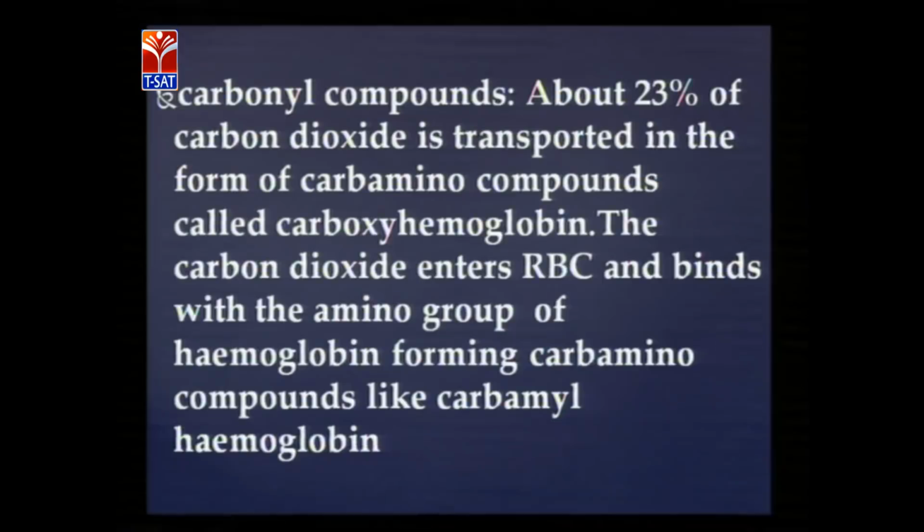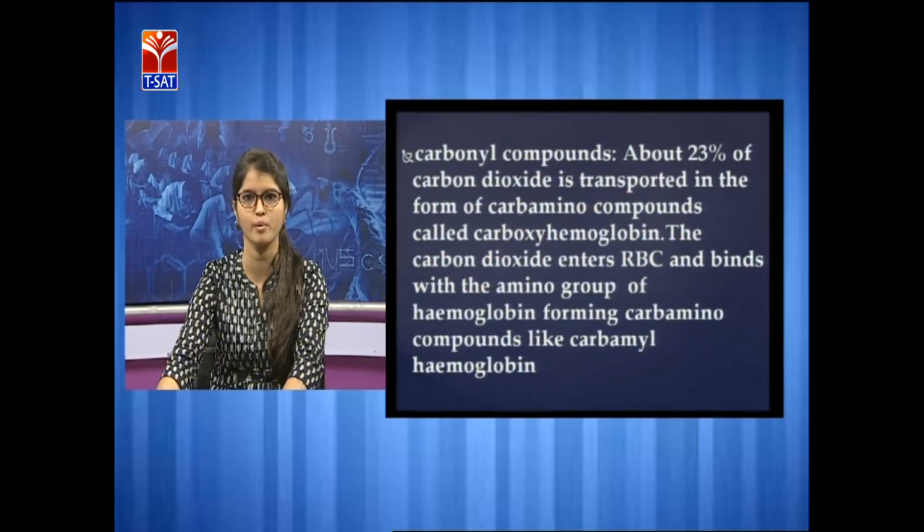Carbamino compounds. About 23% of carbon dioxide is transported in the form of carbamino compounds, that is called carbaminohemoglobin. The carbon dioxide which enters into the RBC binds with the amino group of the protein present in red blood cells, that is hemoglobin, which contains amino groups, forming carbamino compounds like carbamino hemoglobin. So in this way, about 23% of carbon dioxide is transported in the form of carbamino compounds.